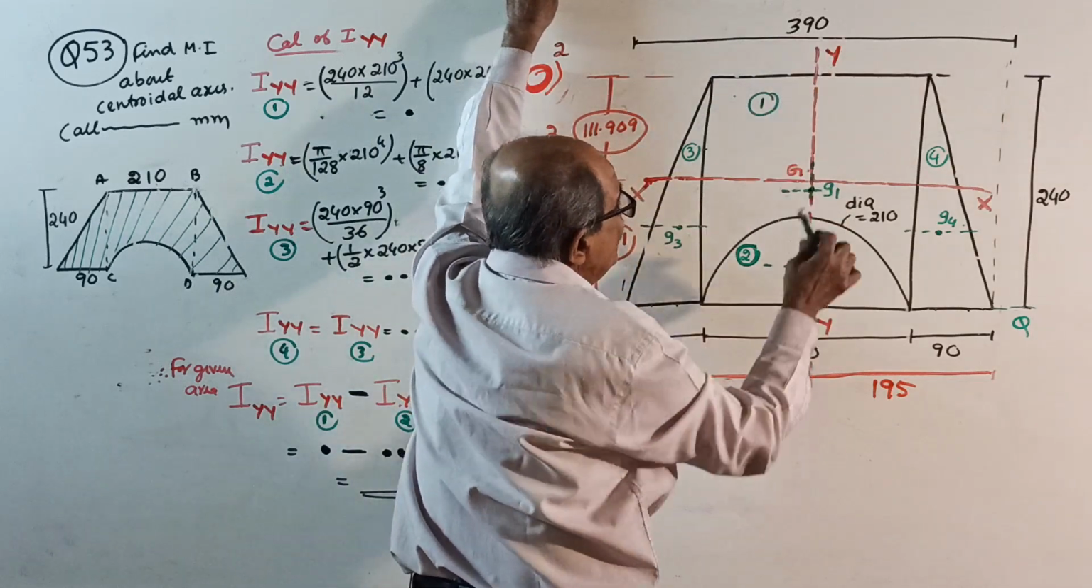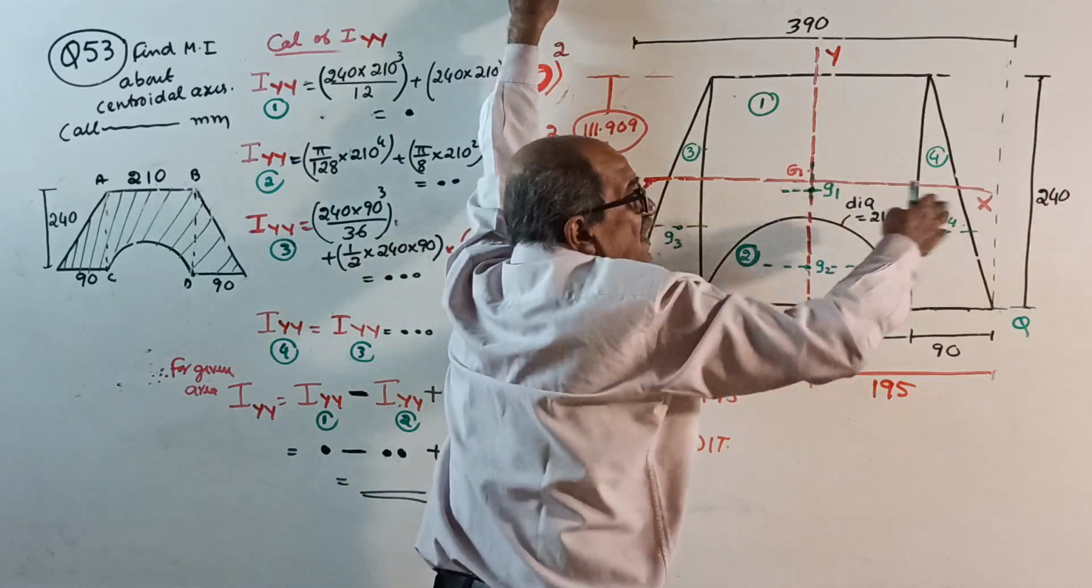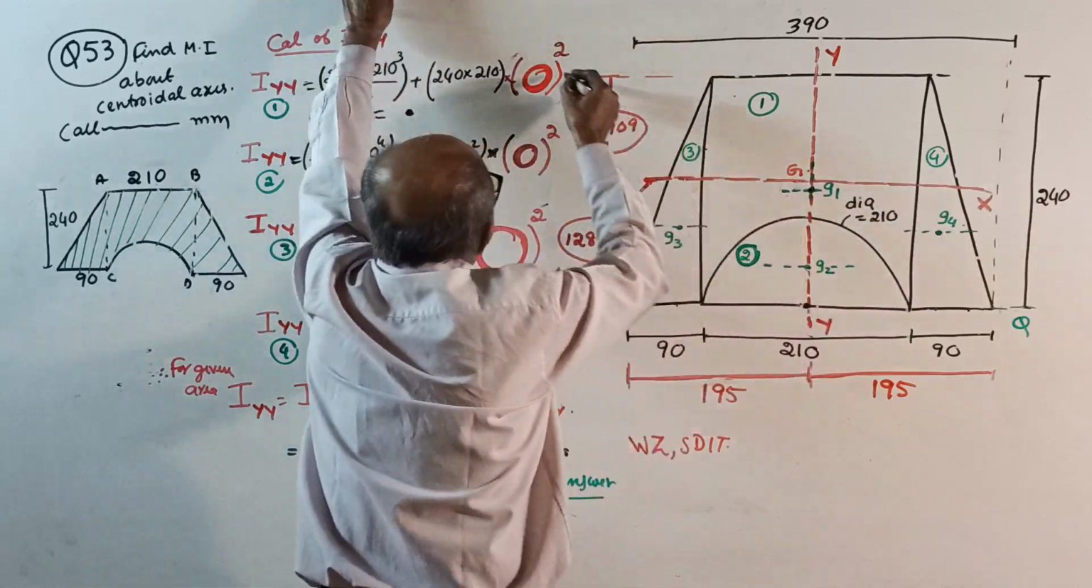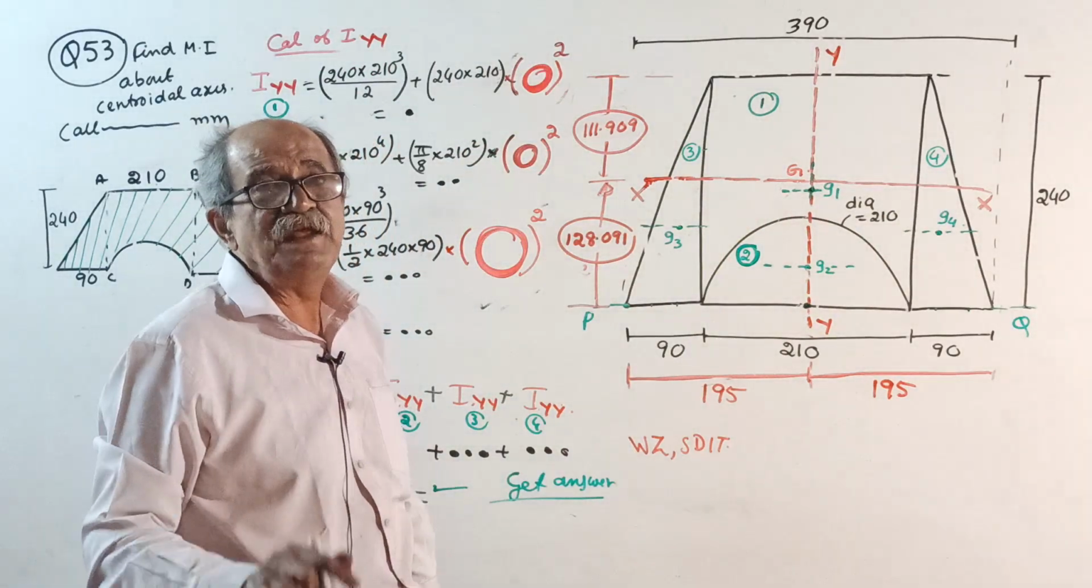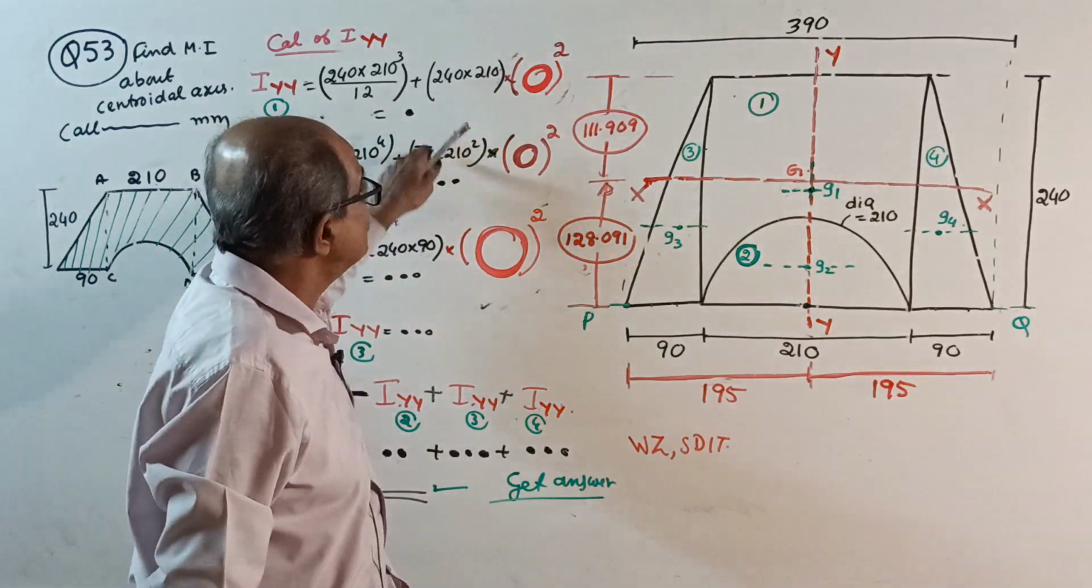Vertical axis, which means from G1 the horizontal distance is not there, into 0 square. Write the answer. Let it be dot. Last time write dot, some answer.